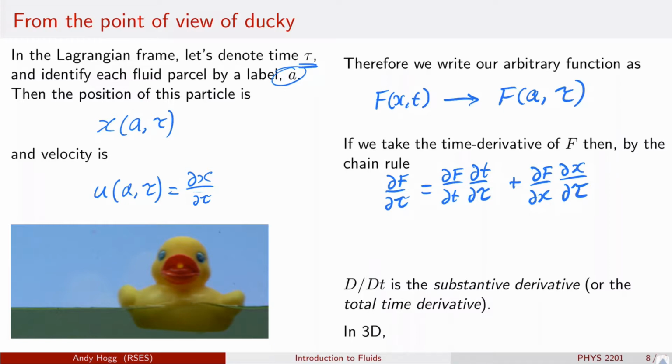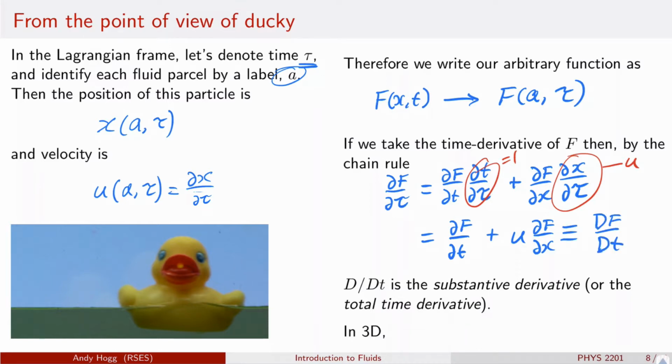There's a couple of immediate simplifications here. Firstly, we said that t is just the same as tau, so dt d tau is just 1. That means our first term here is just df dt. The second term, we know that dx d tau is simply the velocity, u, so we can write the second term as u times df dx. In other words, df d tau, the time rate of change in the Lagrangian description, is equal to a local rate of change in the Eulerian system plus whatever is carried or vectored by the velocity field.